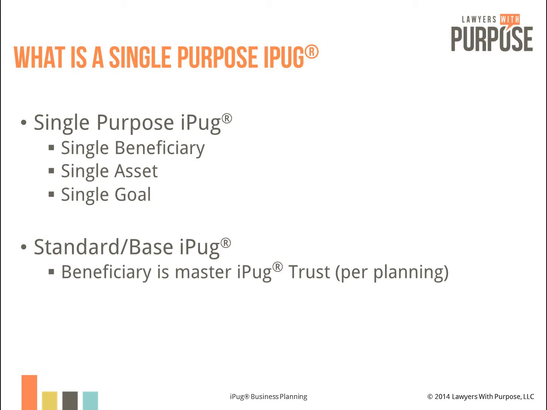The second use could be where you have a single asset. This could be a business, which we're going to be discussing in detail in just a minute, or it could be a piece of real estate that the client wants to manage separately or differently than all the rest. The third use is where you have a single goal the client wants to accomplish during the client's lifetime, or for a certain period of time or purpose after the client's death.